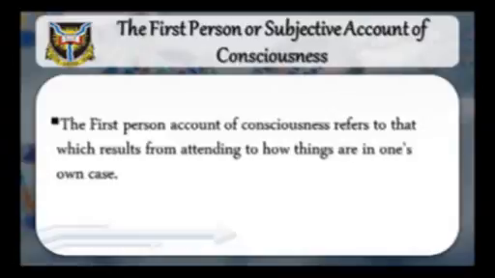According to the first-person account, if each of us turns his attention inward to what is going on in himself when he is conscious, then you will see that being conscious is not a matter of behaving in particular conscious ways. The behavior is merely the outward manifestation of the inner state, and this inner state is there to be observed by us in our individual cases. The first-person account of consciousness refers to that which results from attending to how things are in one's own case.